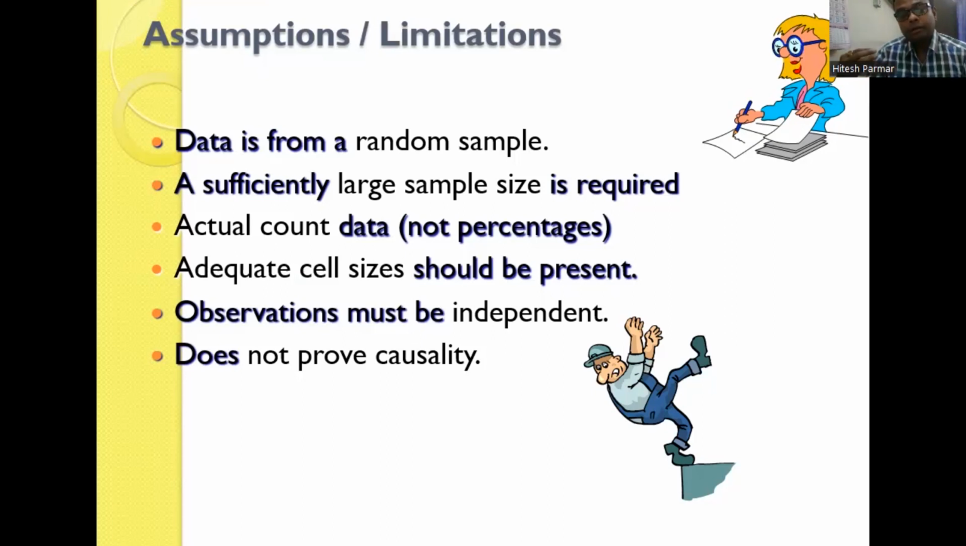But causality is something greater than a relationship or association. Causality means one variable is causing the other variable, which is not the case with the chi-square test. We cannot study causality with a chi-square test. So when we find some association, we cannot say that variable 1 is causing the other variable. We cannot say this. So here we are not proving causality.